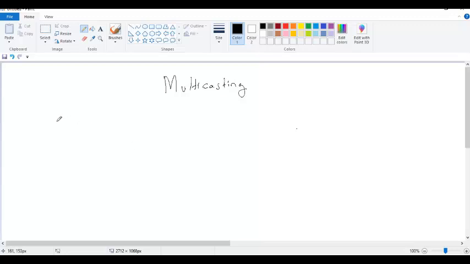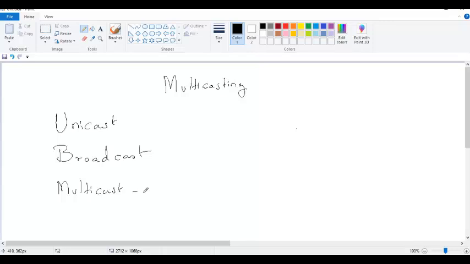That one-to-one we call unicast. That one-to-any we call broadcast. And then we got multicast, which is nothing but one to a group. One to a group, which is multicast.